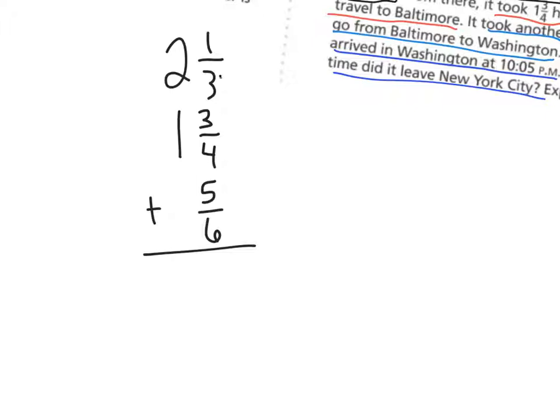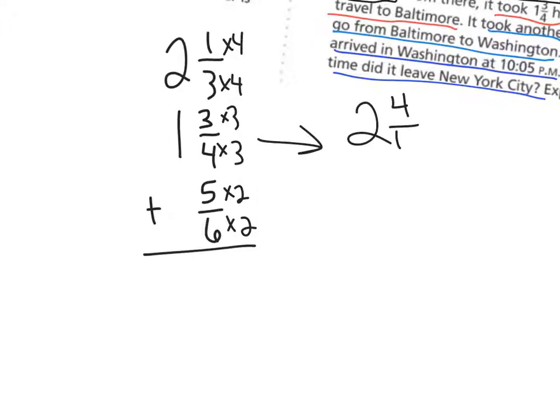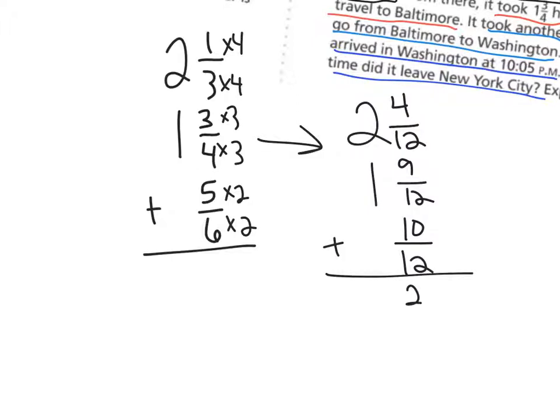So 12 would be a denominator that would work for all 3 of these. So the first fraction, we would have to multiply by 4, the second one by 3, and the last one by 2. I'm just going to rewrite my whole problem here. Sometimes if you just try to rewrite the fraction part, it can get confusing what's happening. So the fraction parts added together would be 23/12, and then 2 plus 1 is 3.